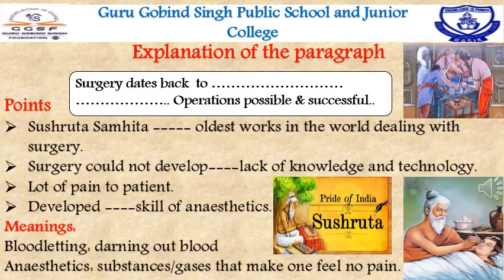So general anesthetics. What is an anesthetic, children? It is a substance or gas that makes one feel no pain. For operations, anesthesia is given to the patient. Ether or chloroform was developed only from the mid 19th century, making painless surgical operations possible and successful.